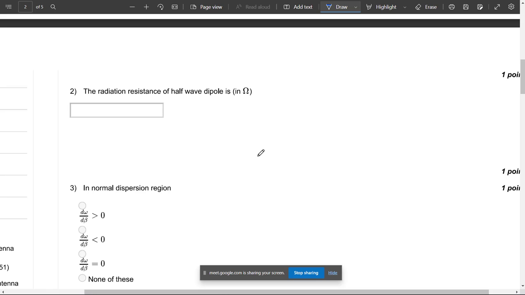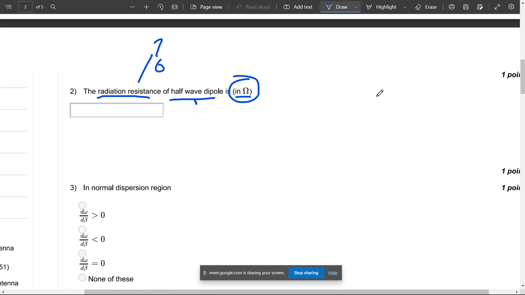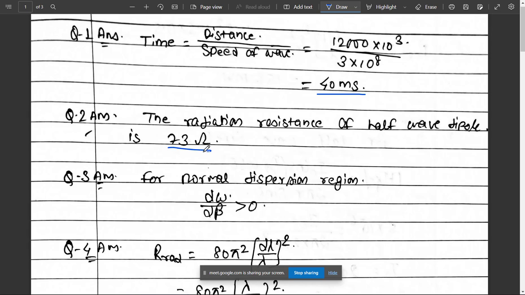So the second question is: the radiation resistance of a half wave dipole is in ohms. So you have to find it for a half wave dipole, and the unit should be in ohms. Can you tell me what will be the answer, Gokul? Yes, very good. So 73 ohms is the radiation resistance of a half wave dipole.